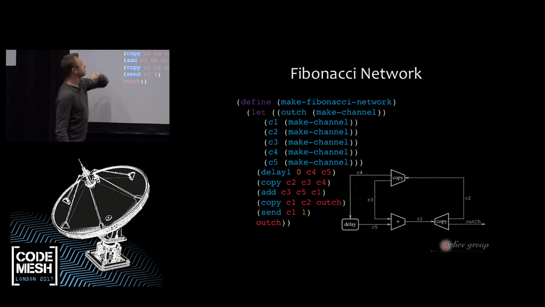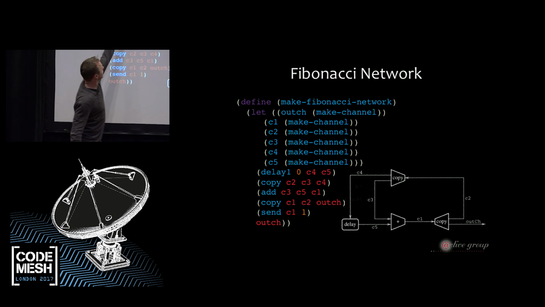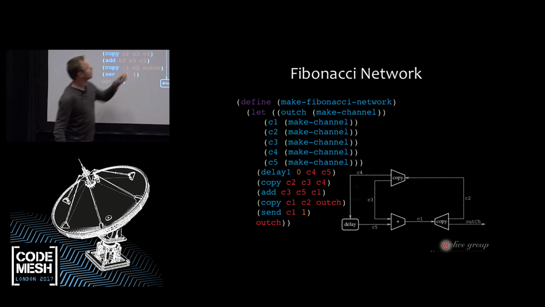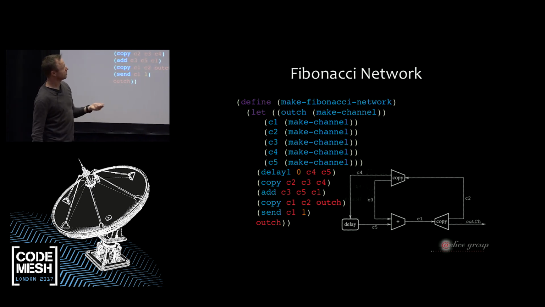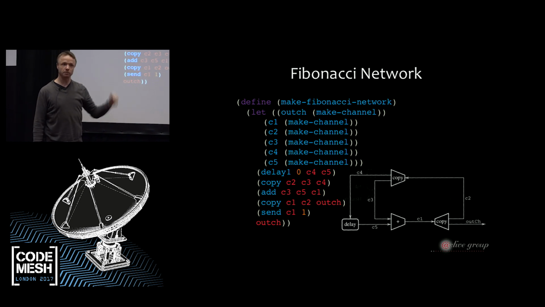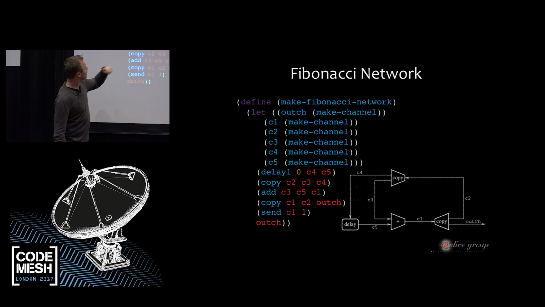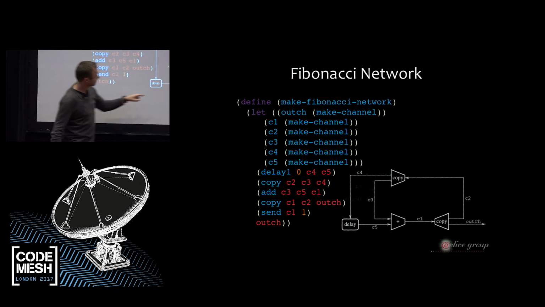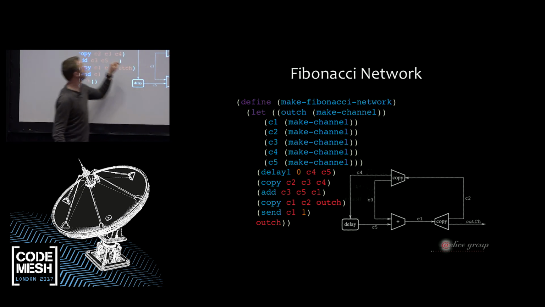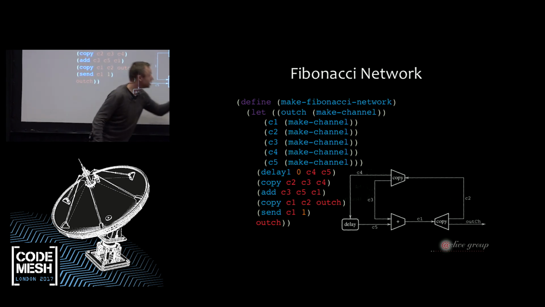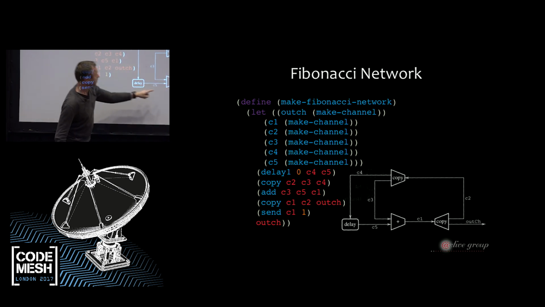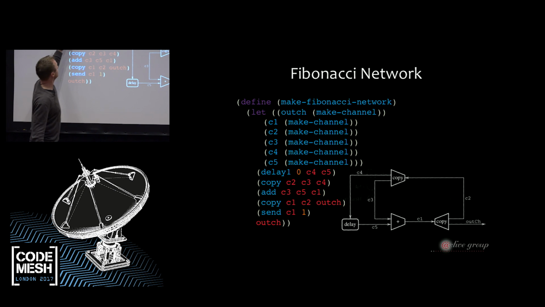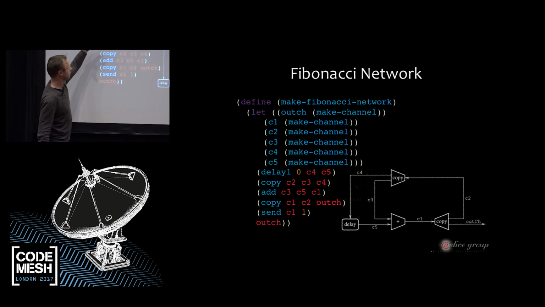So we're defining just a function that creates a Fibonacci network. We're creating these edges here, implementing them with a Concurrent ML mechanism called a channel that connects two things or that connects various things in this network. And so we're creating channels for each of the edges here, and they have the same name. So here's the out channel. Here's C1, C2, C3, C4, C5, and we just create channels.